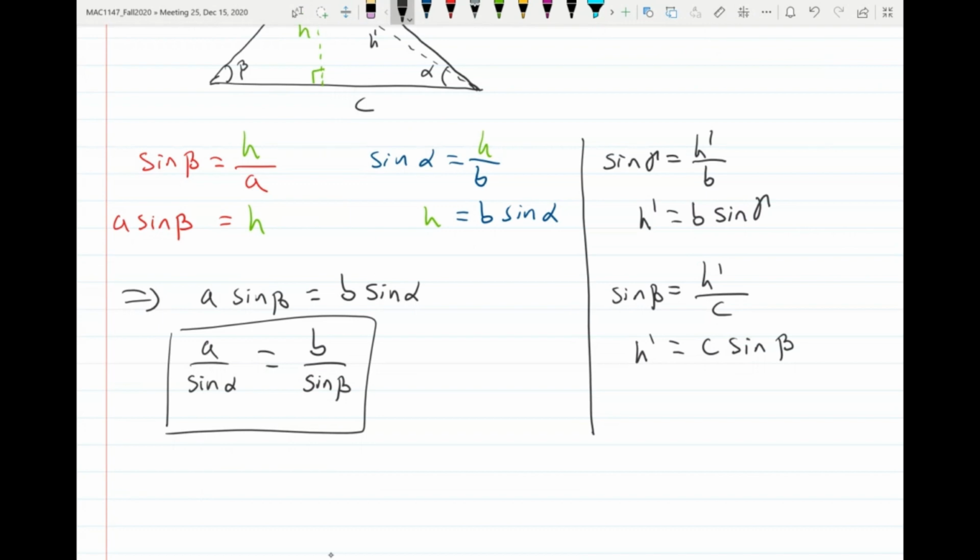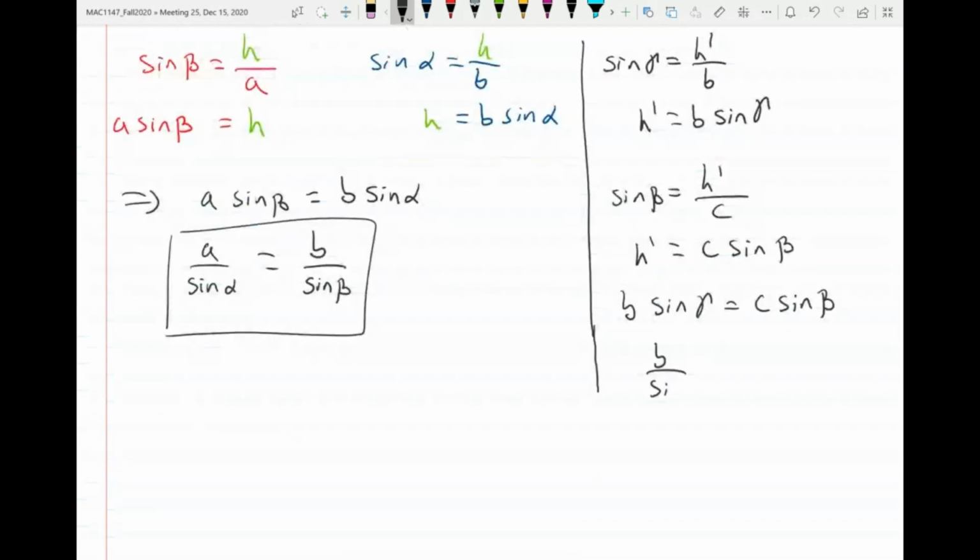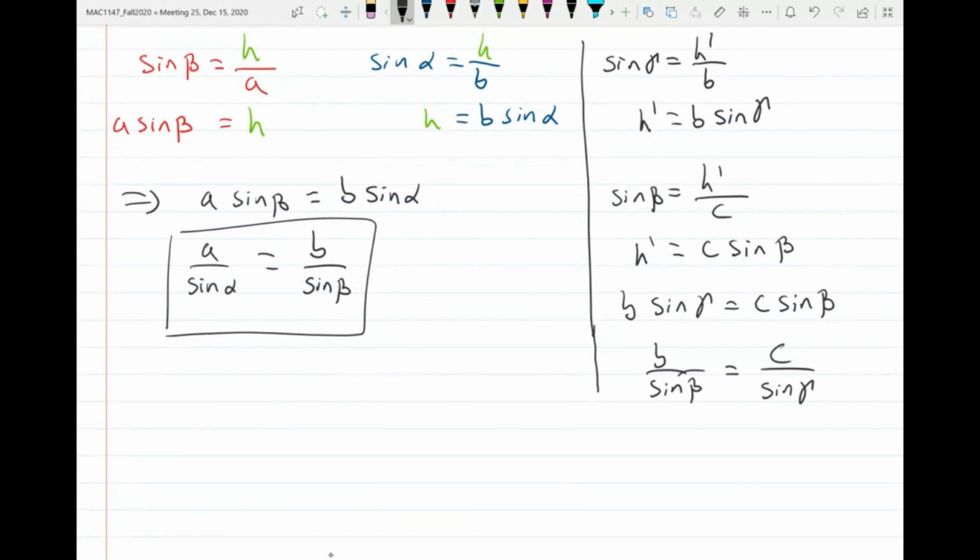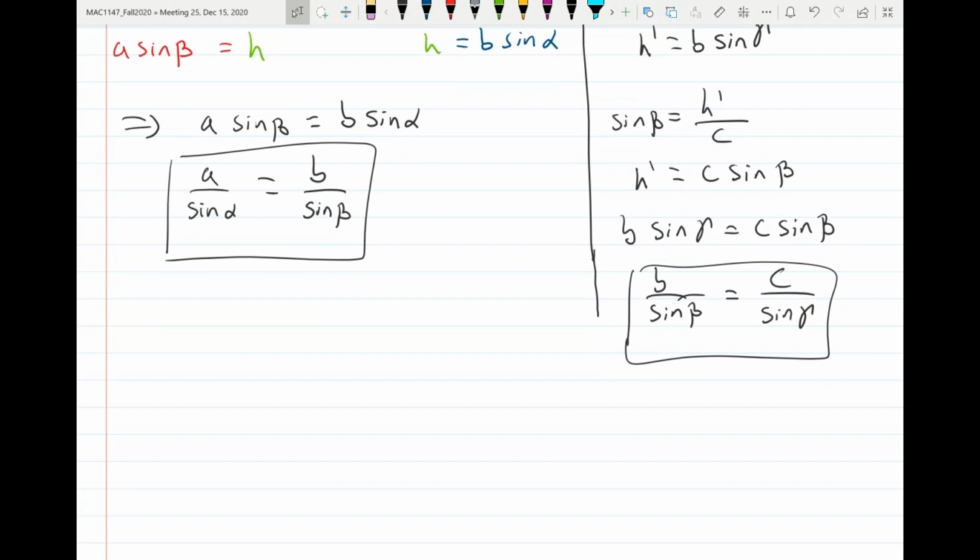But H prime is the same for both of them. So from here it follows that B times sine of gamma equals C times sine of beta, or B over sine of beta equals C over sine of gamma. But we already knew that B over sine of beta is also A over sine of alpha. So we get the so-called law of sines.